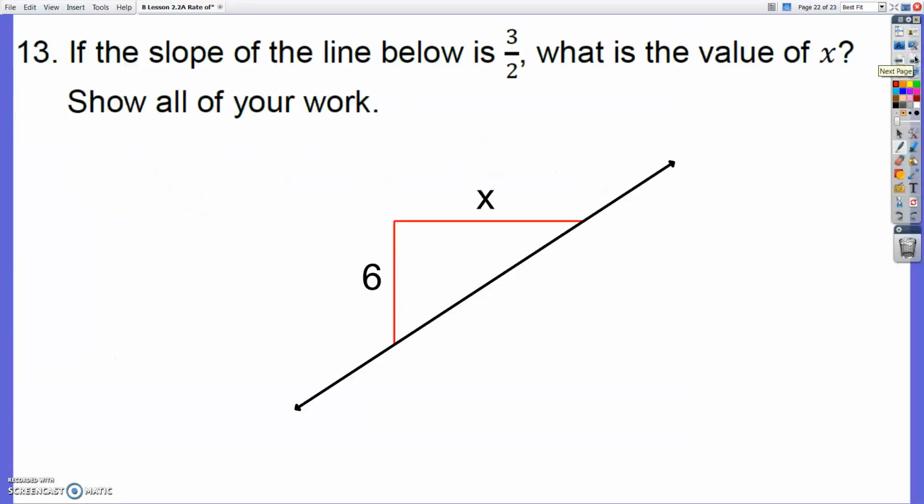So I would like you to try this one on your own and then pause it. So you'd pause it right here, solve it, and then check your answer.